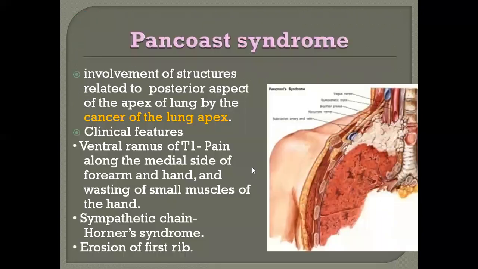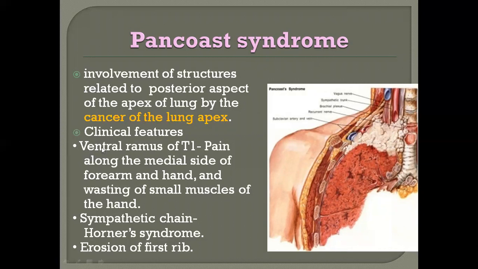Pancoast syndrome is the syndrome which involves the apex of the lung, and when there is an extra mass found in the apex of the lung, it will compress the structures we have found as relations of the apex of the lung, anterior, posterior, medial and lateral. So whatever structure is being compressed, the person will present with those clinical symptoms.